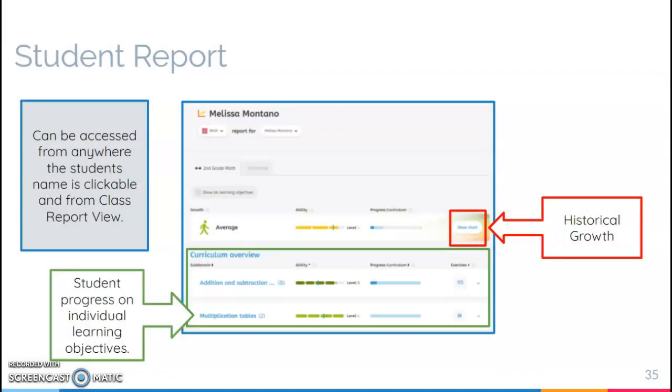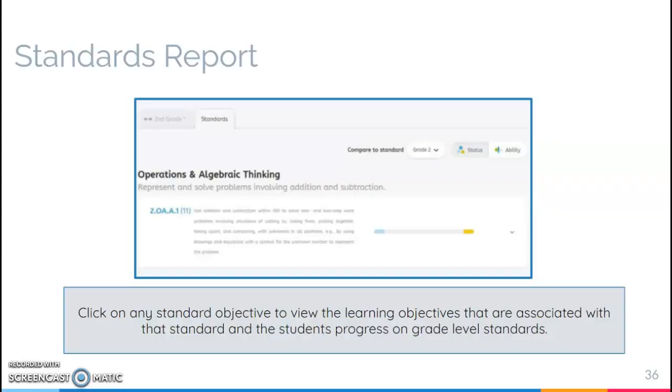Wherever the student's name is hyperlinked, you are able to access their individual student report. This can also be accessed from the class report. The student report analyzes each student on individual objectives and can show historical growth data. This data follows the students through all of their years using Snappet.